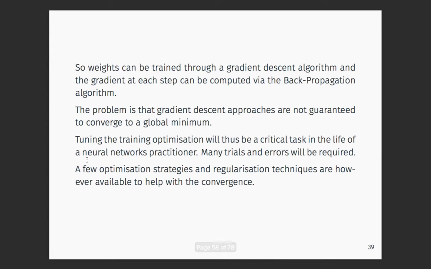All right, so let's look at some practical considerations.